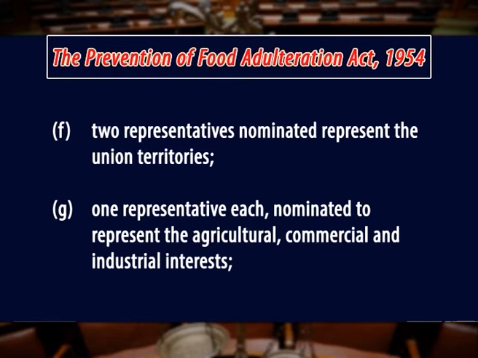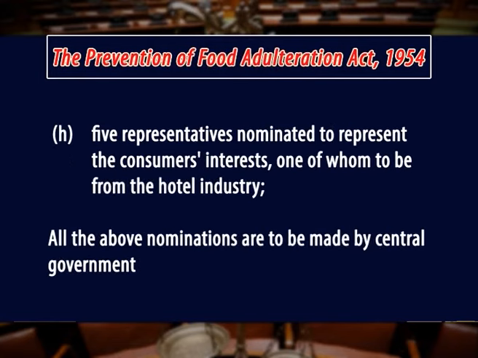representing the union territories. G. 1 representative each nominated to represent the agricultural, commercial and industrial interests. H. 5 representatives nominated to represent the consumers' interests, one of whom to be from the hotel industry. All the above nominations are to be made by the central government.